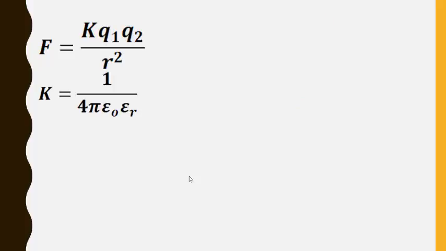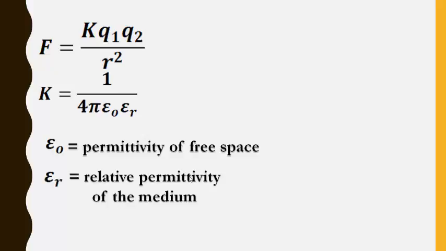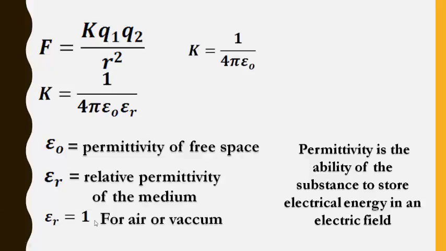Coulomb's constant K is given by 1 upon 4 pi epsilon naught into epsilon R, where epsilon naught is permittivity of free space and epsilon R is relative permittivity of the medium. Permittivity itself is the ability of the substance to store electrical energy in an electrical field. So, higher the permittivity, lesser will be the value of K and hence lesser will be the force. In general cases for air and vacuum, epsilon R will be equal to 1. So, we get K equals 1 upon 4 pi epsilon naught.